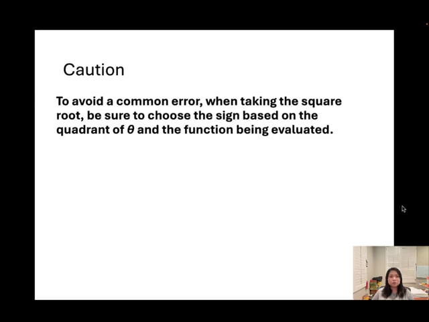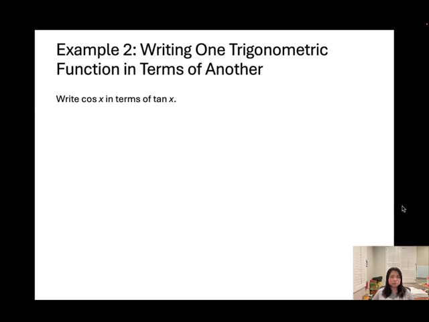Okay, caution, to avoid a common error when taking the square root, be sure to choose the sign based on the quadrant of theta and the function being evaluated. Okay, make sure when you take the square root, it's supposed to be plus minus, but you also consider the quadrant of theta.